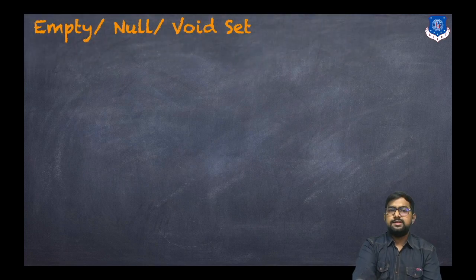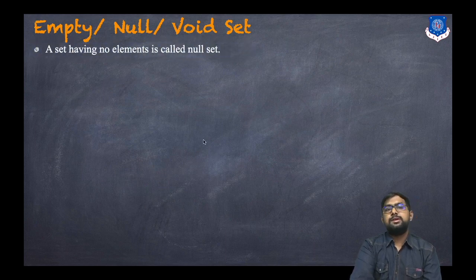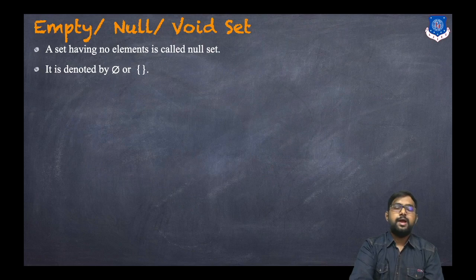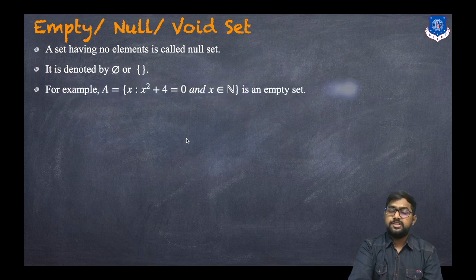Now let us understand what is an empty or null or void set. As its name suggests, empty means nothing, it contains nothing. A set having no elements is called a null set or an empty set or a void set, and it is denoted by the symbol phi or simply by curly brackets. For example, the set of all x such that x square plus 4 equals 0 and x belongs to N is an empty set.